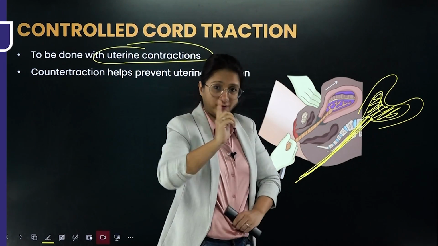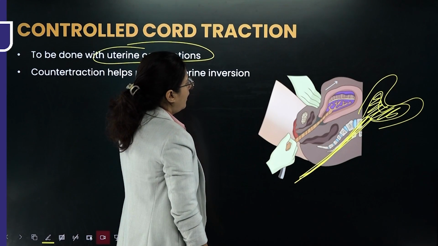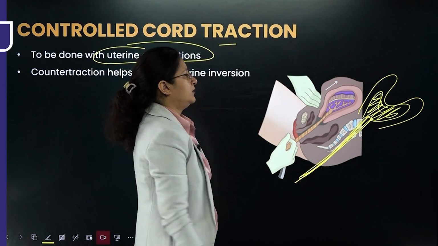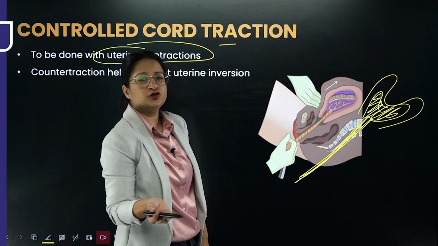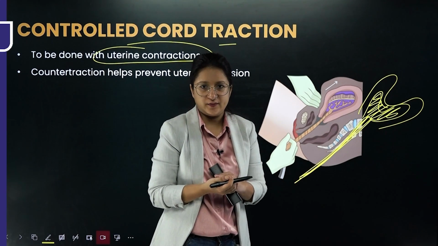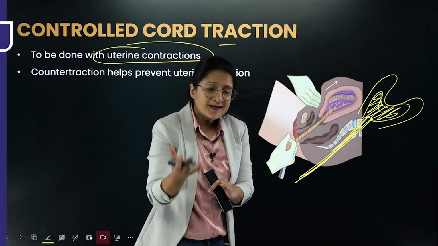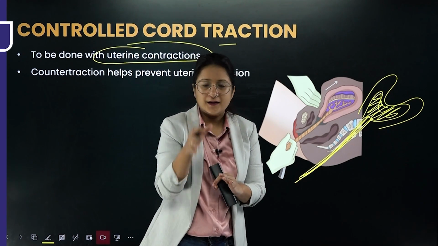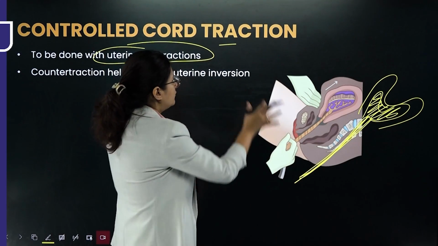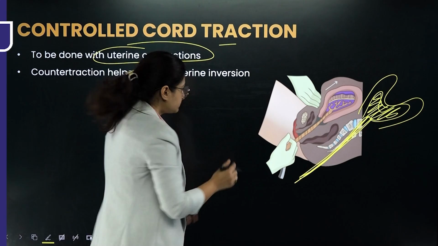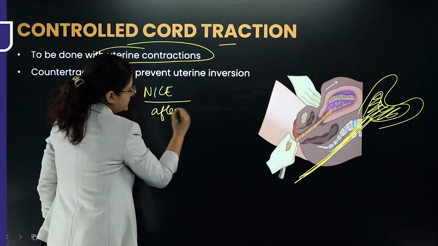Now the other question which is often debatable is when to begin controlled cord traction. I mean, should we do it after the signs of placental separation or before the signs of placental separation? Now understand here that the latest NICE guidelines on intrapartum care recommend to start with controlled cord traction after signs of placental separation.